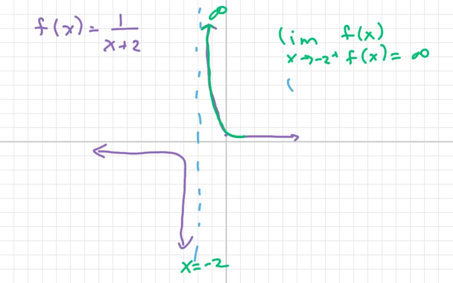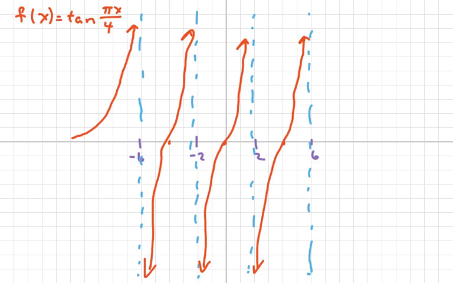And the limit as x approaches negative 2 from the left of f of x. So where does that go to? As we get closer and closer to our negative 2, we're going down. This is negative infinity. So it approaches negative infinity. Okay, the next one we have is a tangent function.